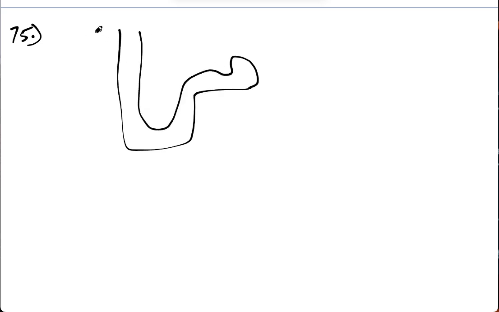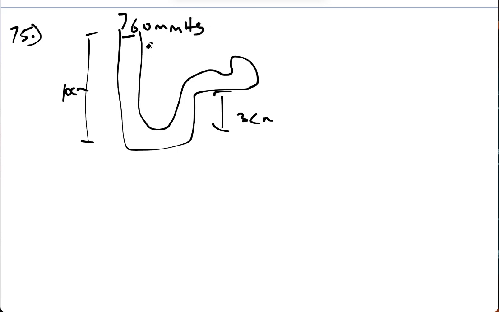Question 75: in the diagram above, if the atmospheric pressure is 760 millimeters of mercury, what is the pressure in the chamber G? Let me just sketch the diagram. From here to here we have 10 centimeters, and from here to here we have 3 centimeters. The open end is always the atmospheric end, and here we have 760 millimeters of mercury. Total pressure is always the atmospheric pressure plus or minus the gauge pressure.